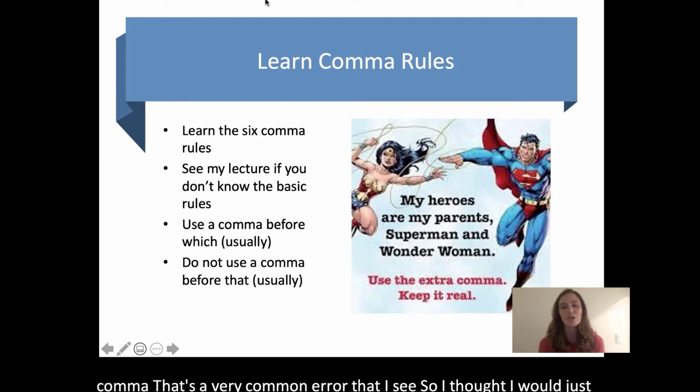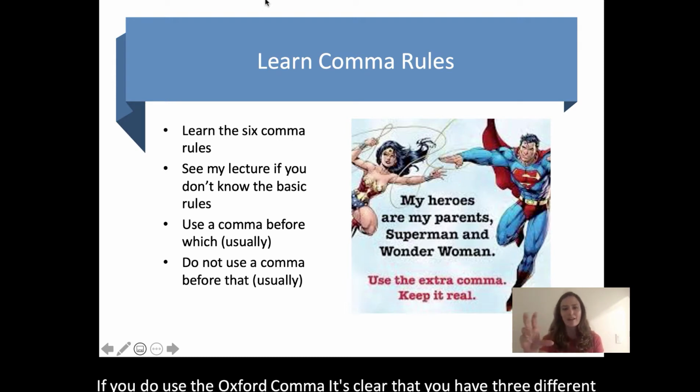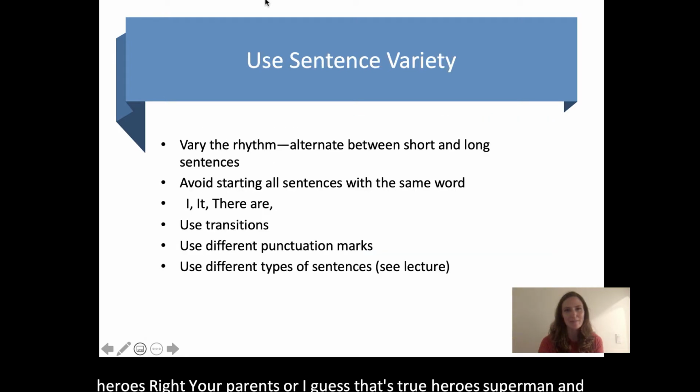And you'll see that I've included this cartoon that shows how important commas are. My heroes are my parents, comma, Superman, and Wonder Woman. So if you don't use that Oxford comma, it looks as if your parents are superheroes. If you do use the Oxford comma, it's clear that you have 3 different heroes, right? Your parents, or I guess that's 2 heroes, Superman and Wonder Woman. So 4 heroes actually. So commas matter.